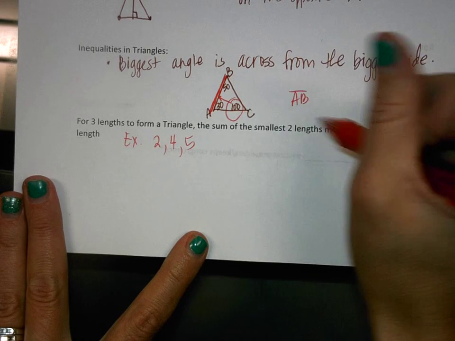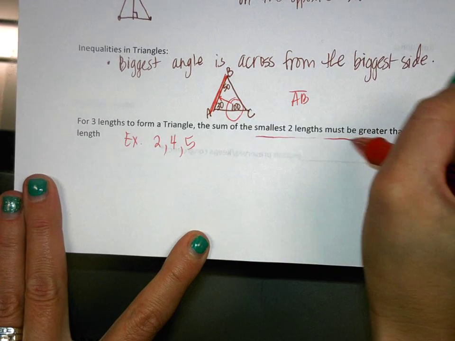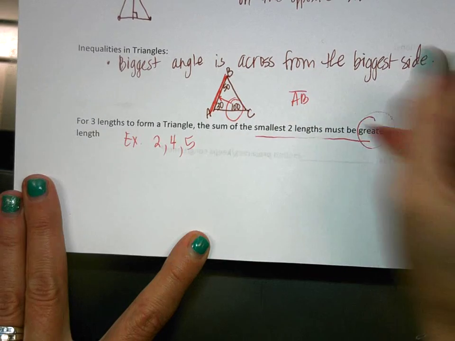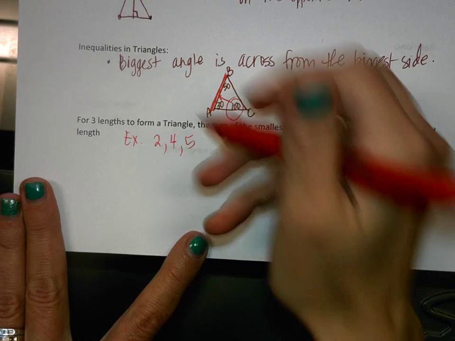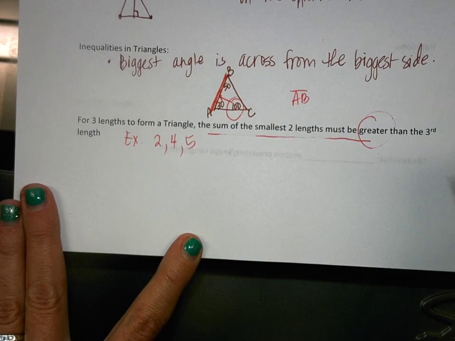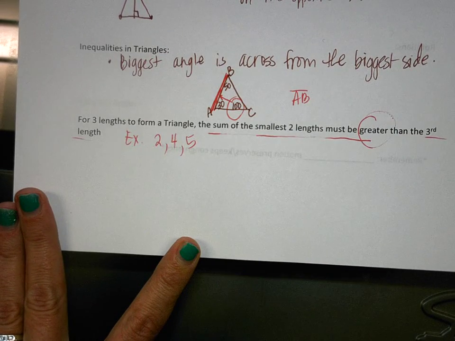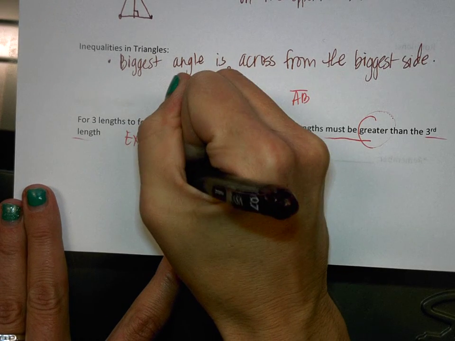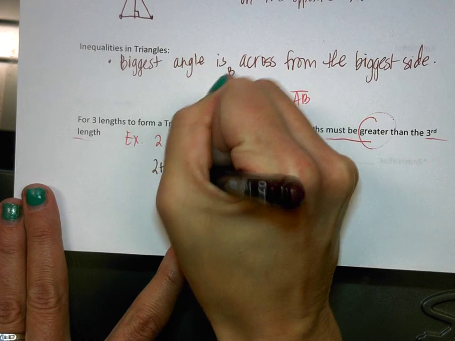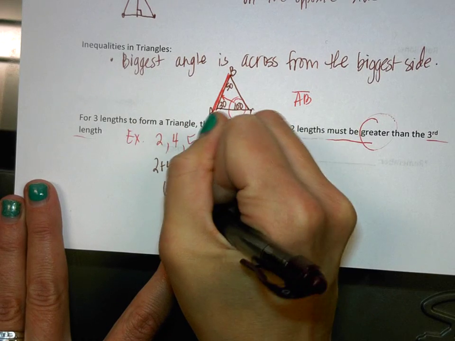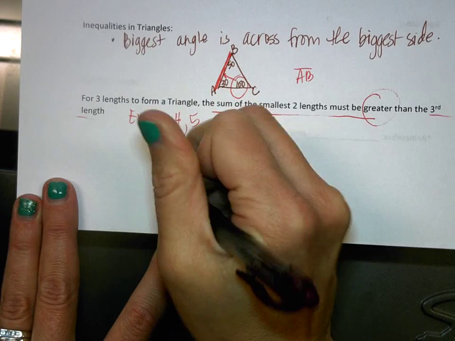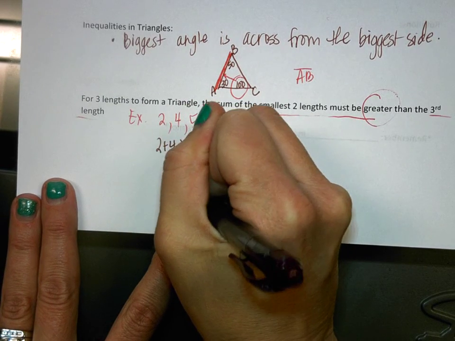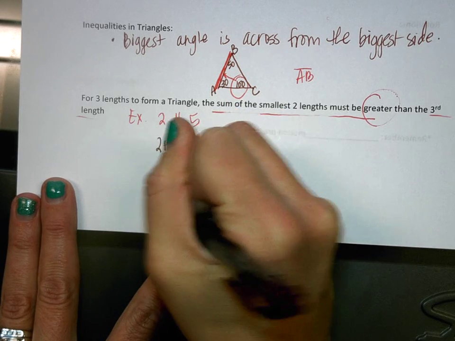So again, the sum of the smallest two lengths must be greater than the third length. So what are the smallest two lengths on here? 2 and 4. So you go 2 plus 4 has to be greater than 5. Is 6 greater than 5? Yes. So the answer is true, or yes. It is a triangle.